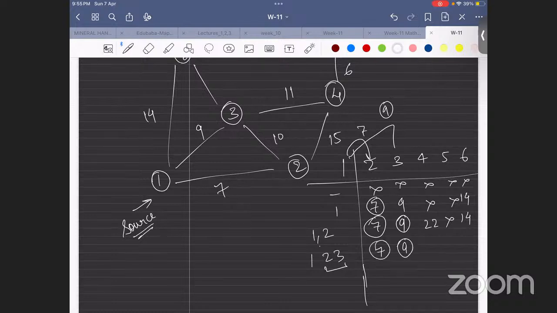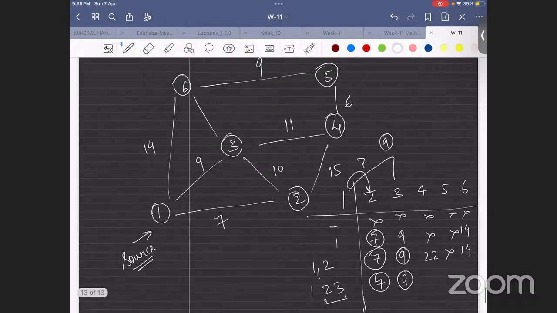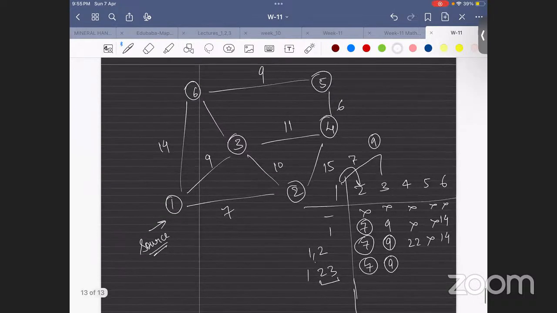So 7 is fixed, 9 is fixed. Now can you reach it to 4 by 2 and 3? Yes. Okay. What is the length? But 28. Oh, that is more than 22. Okay, that is more than that. So 22 will be fixed. Correct? Can you reach it to 5 using 1, 2, 3? No.